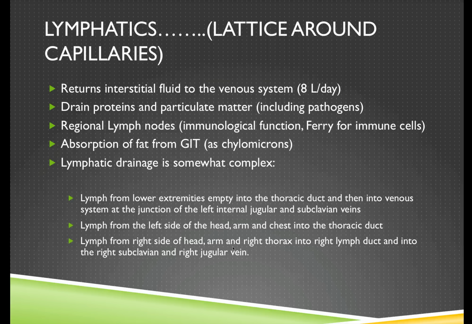Lymphatic drainage is fairly complex, and I've outlined it down here. Effectively, lymph from the lower extremities enters into the thoracic duct and then into the venous system at the junction of the left internal jugular and subclavian veins. From the left side of the head, arm and chest, it goes directly into the thoracic duct. Lymph from the right side of the head, arm and right thorax goes into the right lymph duct and then into the right subclavian and right jugular vein.